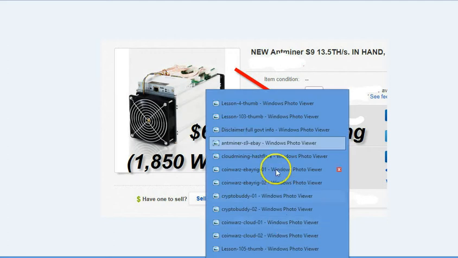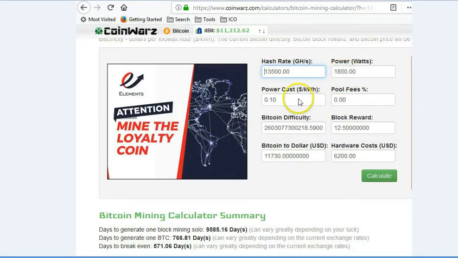And then let's go back to that one. Plug that in there. The power cost is whatever the cost in dollars per kilowatt hour. It's typically 10 cents, some places 12 cents, some places less. So 10 cents is average. There are no pool fees for this because it's your own rig. You don't pay pool fees.